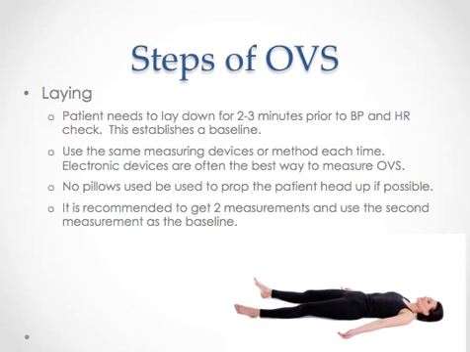So when we first start, you want to lay the patient down for 2 to 3 minutes prior to checking the blood pressure and the heart rate. You want to make sure that they're as flat as possible, using no pillows or anything underneath them to prop them up. If they're in respiratory distress, do the best you can to get them in a comfortable position. Sometimes it's recommended to take 2 measurements in the supine position, since this is going to be your baseline for your changes.